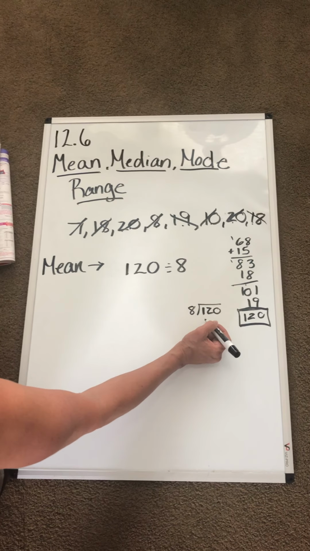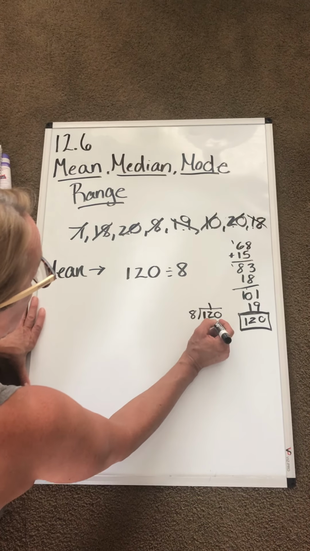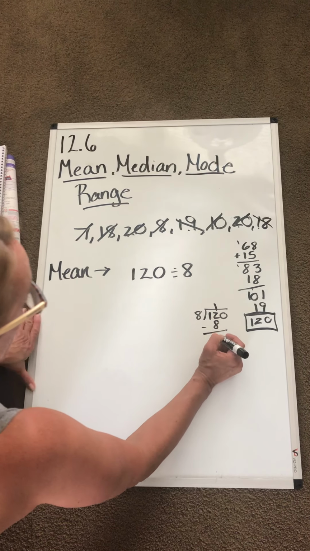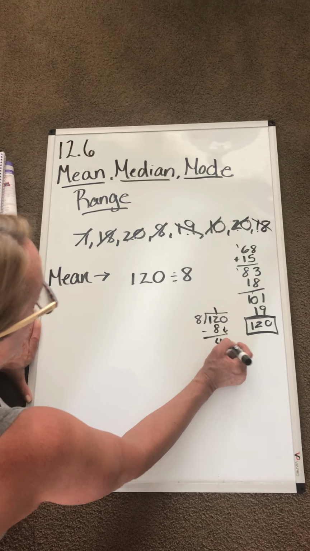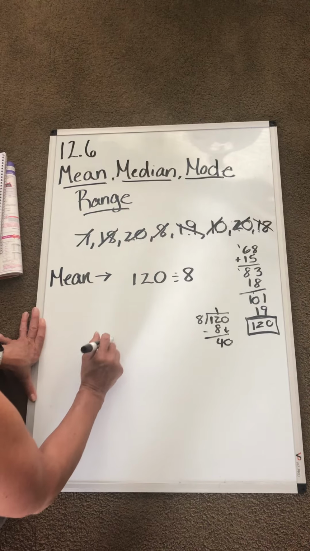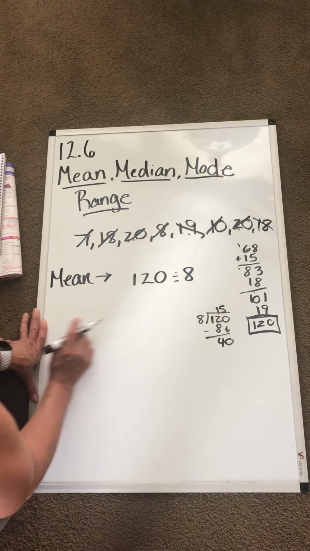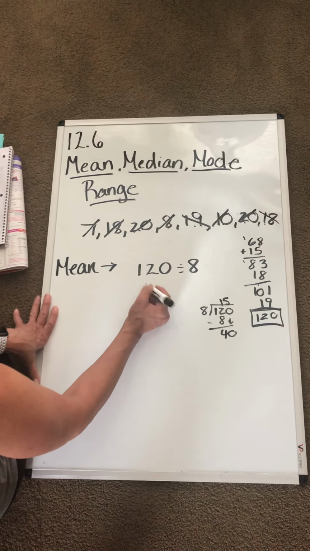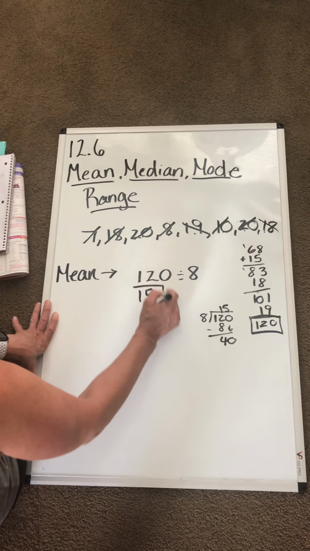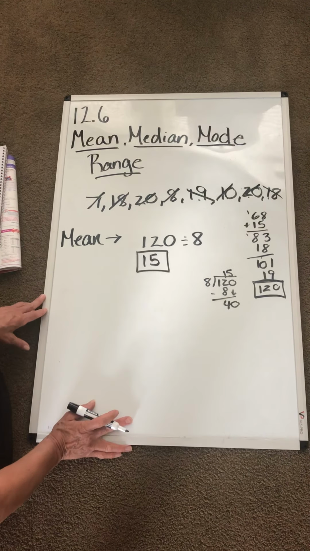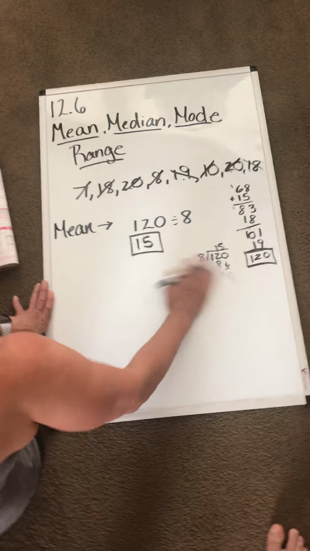8 goes into 12 one time for 8. You subtract and get 4, bring down your 0. 8 goes into 40 5 times. So the mean of this data set is 15. Okay? The next one we're going to do is the median.